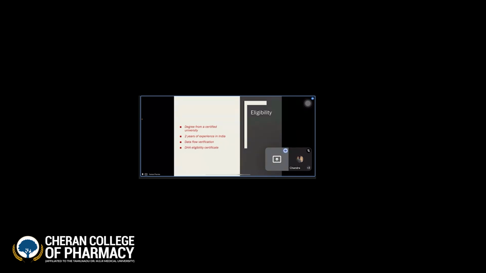For example, you have done your Bachelor of Pharmacy in the year 2016, and in the next 2 years, 2017 and 2018, you must practice as a pharmacist in India. Either it may be in retail pharmacy or community pharmacy or in hospital pharmacy, that doesn't matter. But you have to practice as a pharmacist in India. So that's the mandatory thing to be followed.